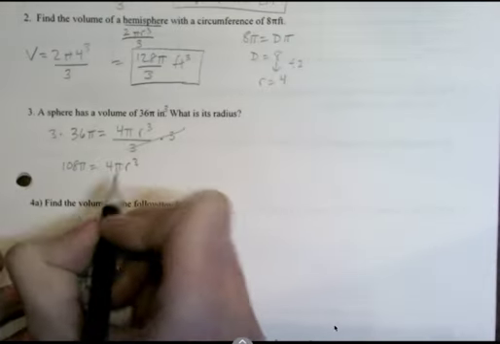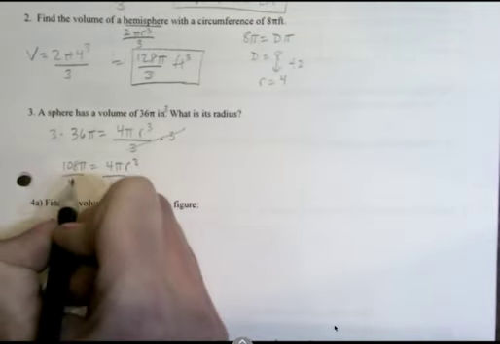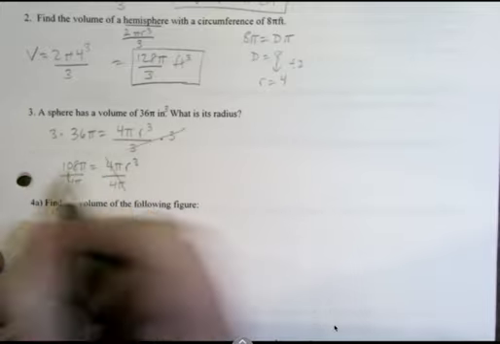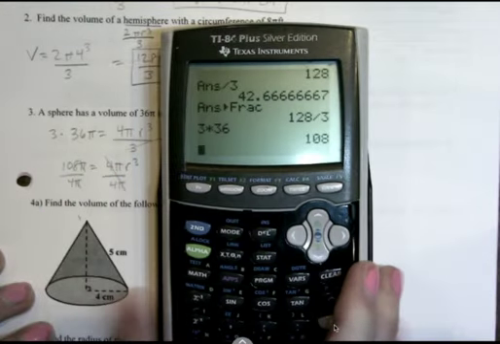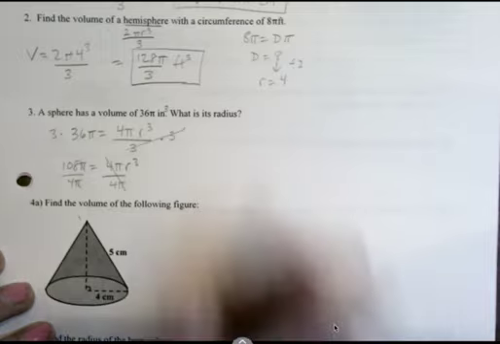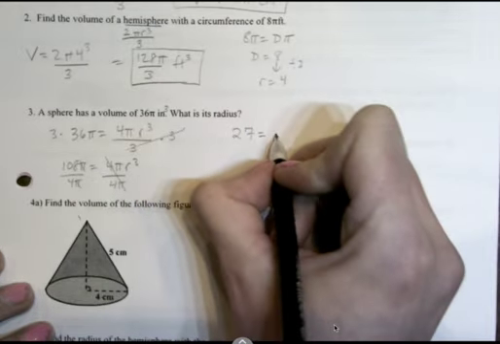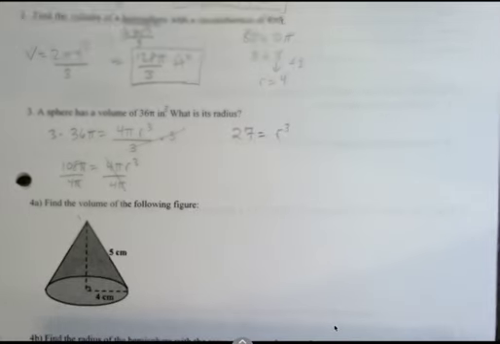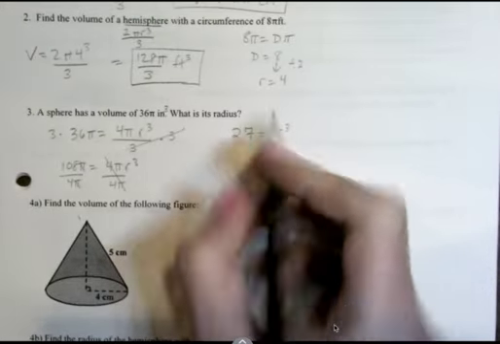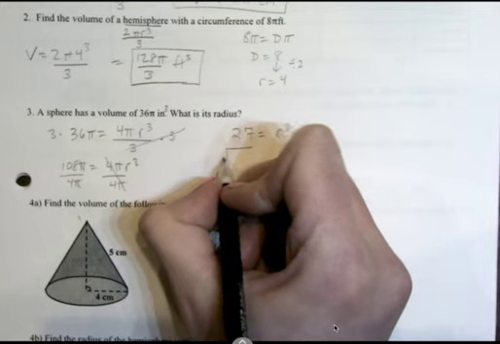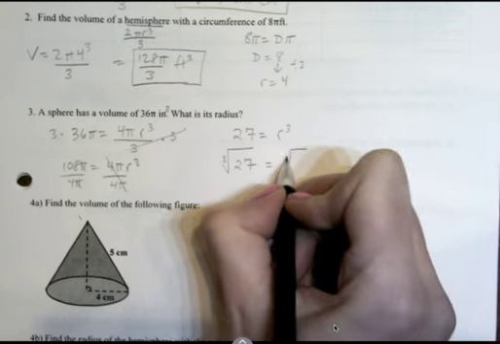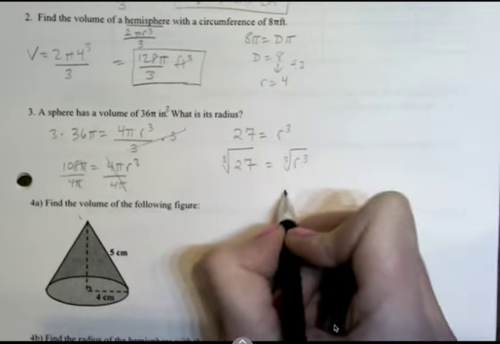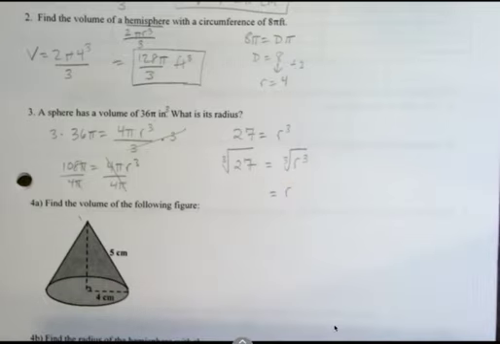Now I'm going to divide both sides by 4 pi. So 108 pi divided by 4 pi, the pi's cancel, so I just need 108 divided by 4, which is 27. So we now have 27 equals r cubed. Just like squaring, cube roots have their opposite. So we're going to take the cube root of both sides. The cube root undoes the cube, so we're left with just r. So what is the cube root? It's what number times itself 3 times equals 27.